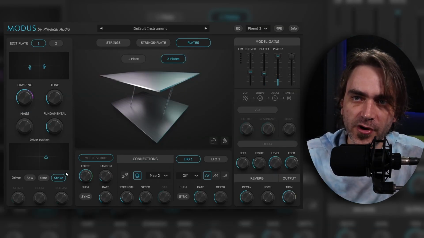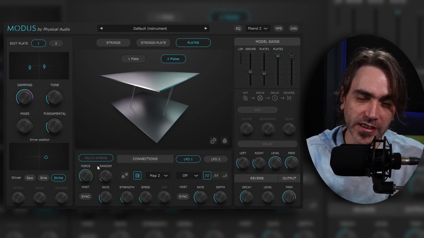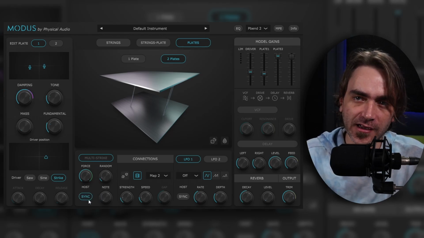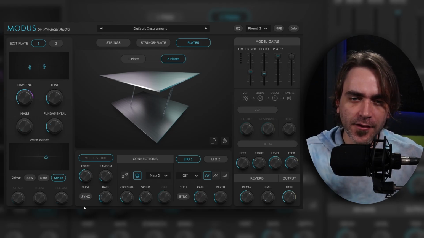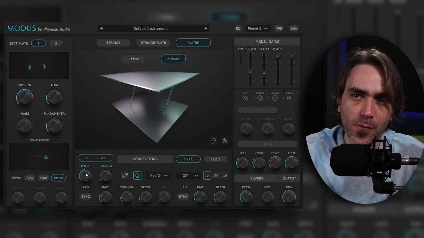So in strike mode, it automatically enables this multi-strike thing. And what happens here is when you hold the key down, it basically just keeps percussing, can sync it to a rate. But this is really cool for creating these kind of like velocity sensitive percussive things by just modulating this force parameter.